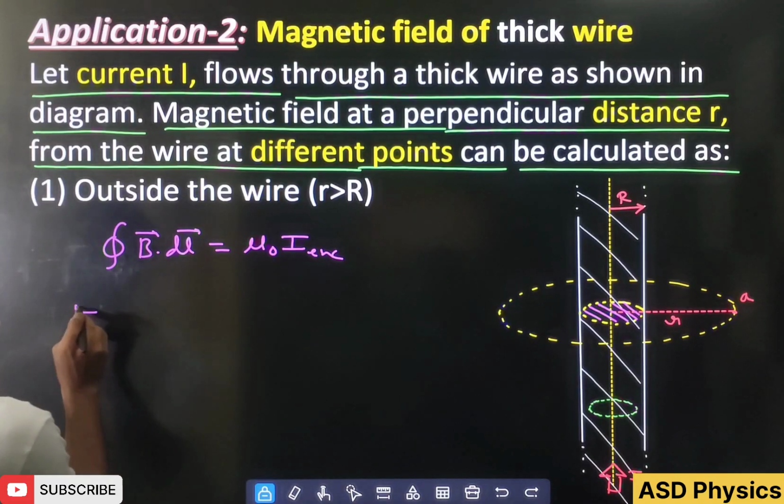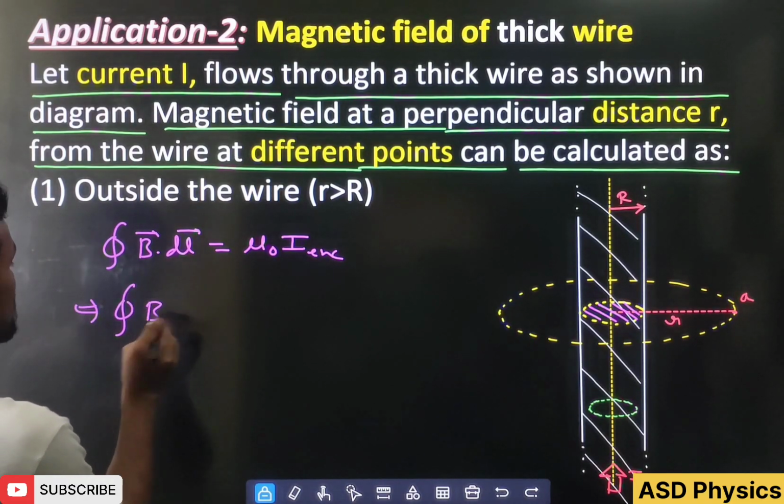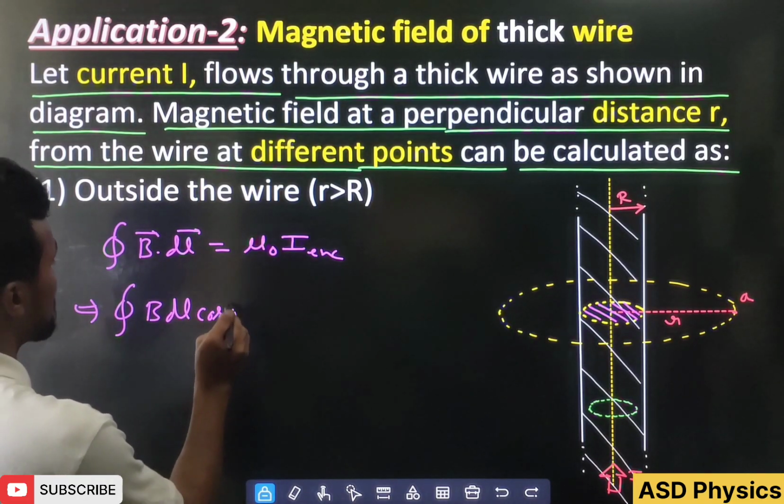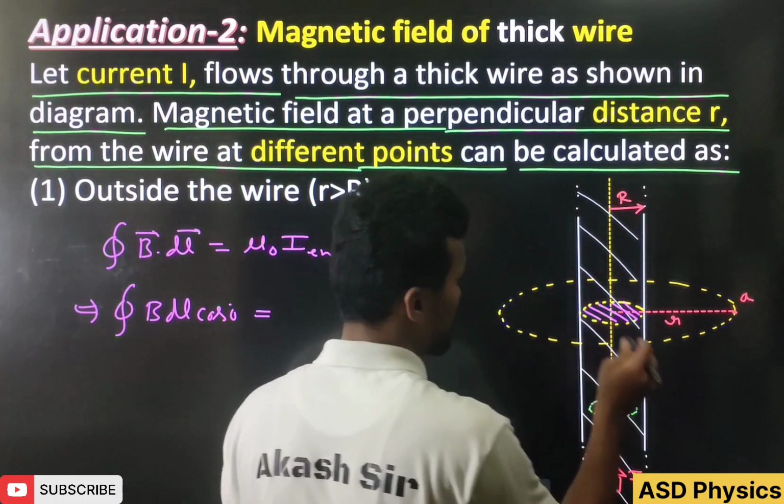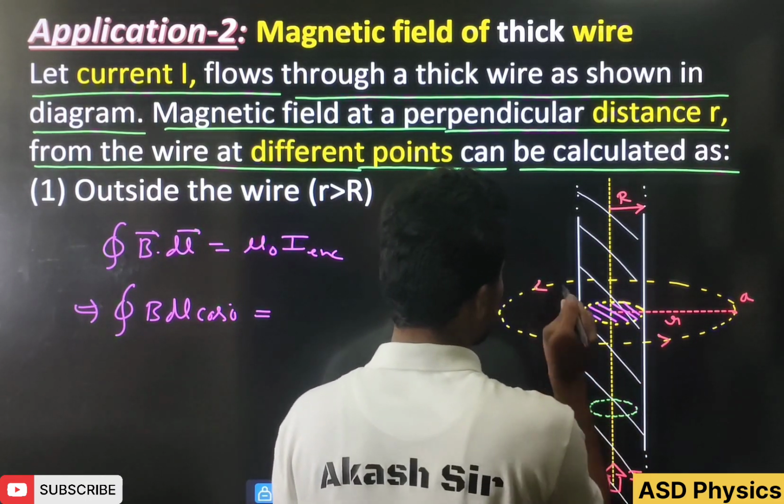So here I will write, as fast as possible, ∮B·dl equal to mu naught I enclosed. Then, same story, B·dl cos 0. And why B·dl cos 0? Because the current is going upward. This I will take here. This is the Amperian loop direction.